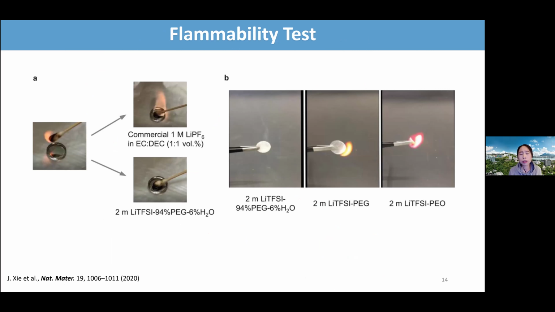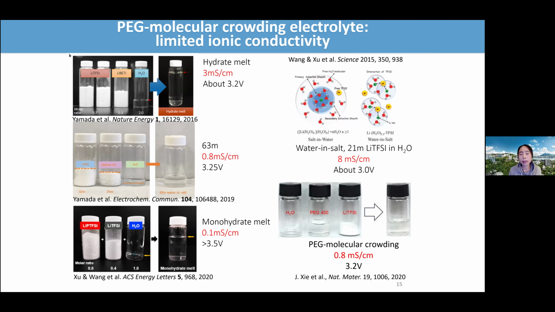And of course, the motivation of using aqueous electrolyte is for safety. Since we now reduce a large quantity of water, we also want to check the safety. In this case, we can see that adding water into the PEG does help reduce the flammability of this electrolyte. So this is a first attempt for this type of molecular crowding electrolyte for aqueous batteries.